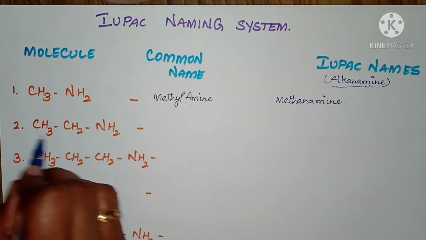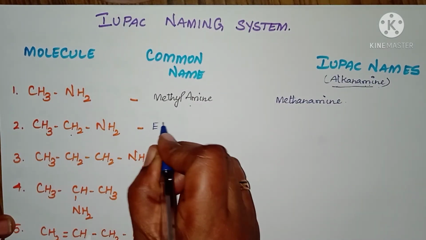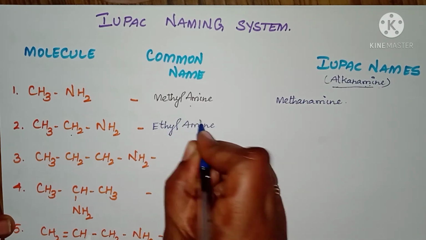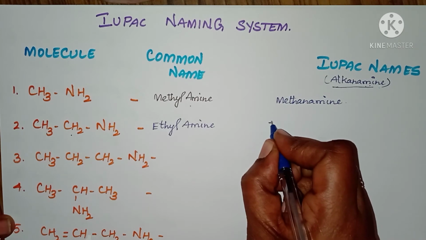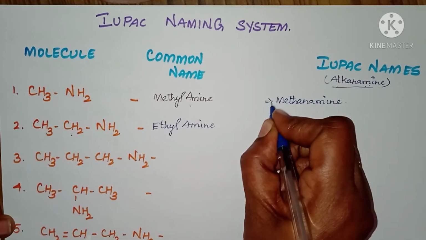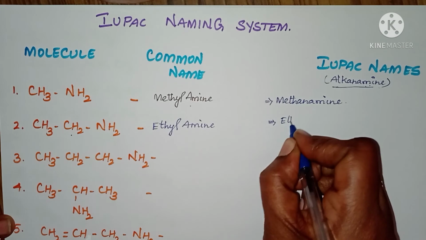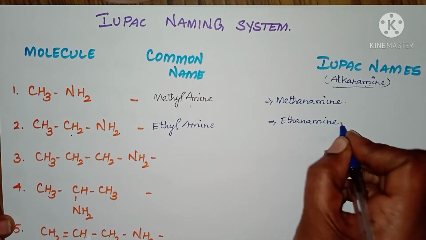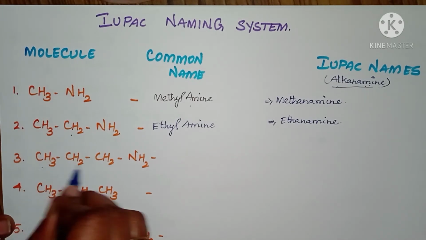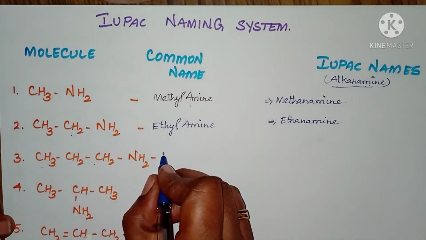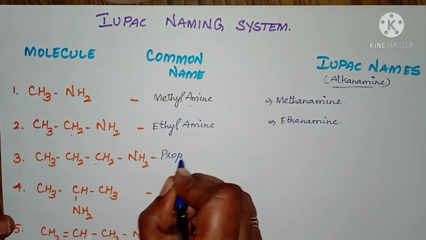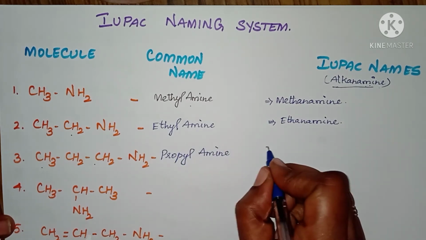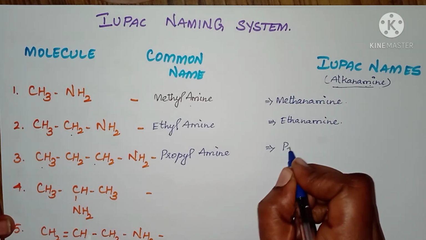Next one, this is an ethyl group, so we can say ethylamine. It is called ethanamine, correct. Ethanamine. Okay, next one. There are 3 carbons, so naturally it is propylamine. The IUPAC name here is propanamine.